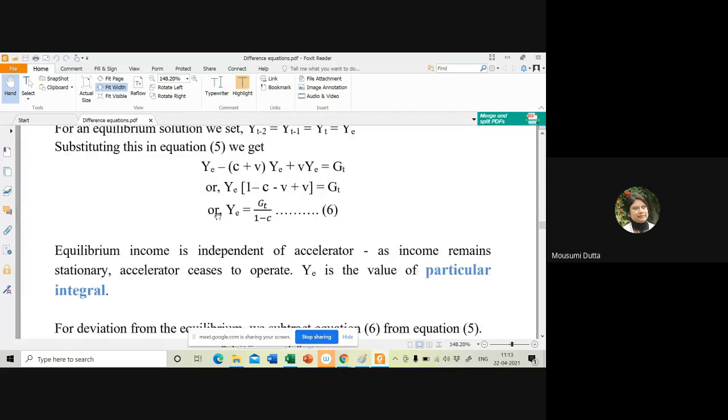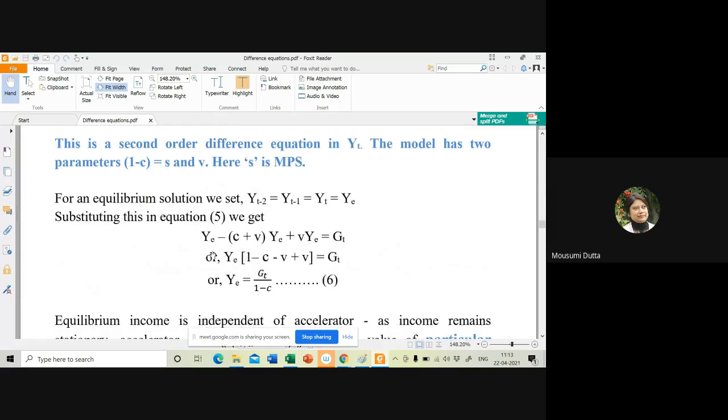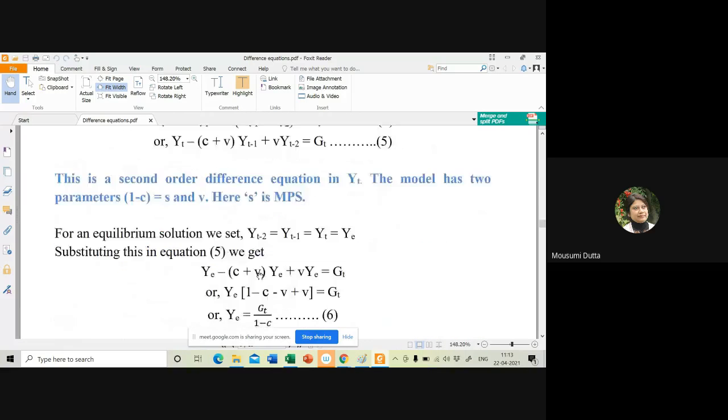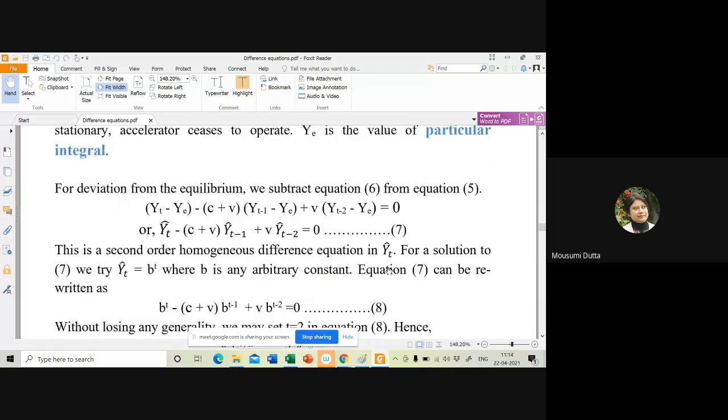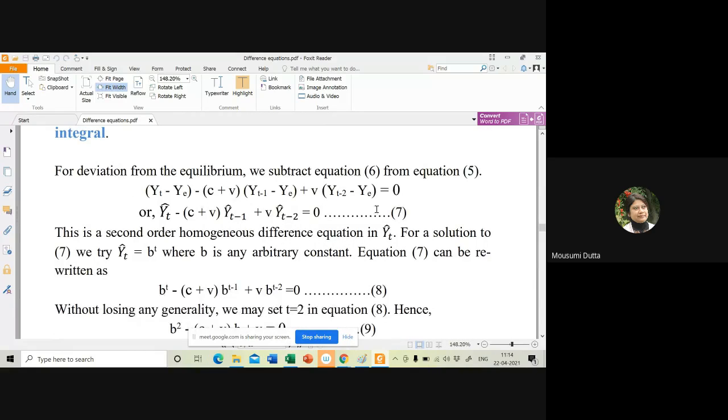Let's see what 6 is. 6 is ye. Rather, it will be better to say we take the difference of this from this equation number 5. So yt minus ye, minus c plus v times yt minus 1 minus ye, plus v times yt minus 2 minus ye, and on the right hand side 0. Then we do the hat operation, considering yt minus ye to be yt hat, yt minus 1 minus ye is yt minus 1 hat, and yt minus 2 minus ye is yt minus 2 hat. So this is the required equation number 7.